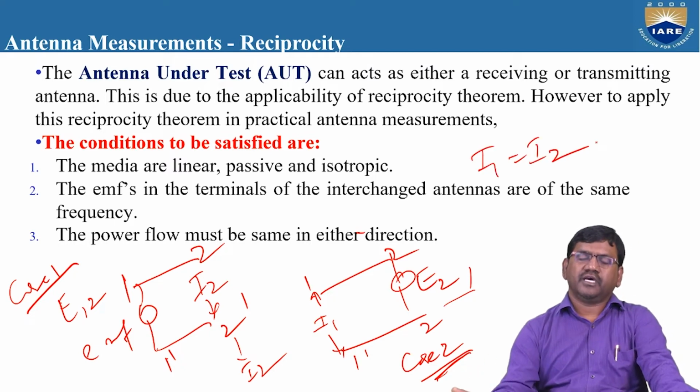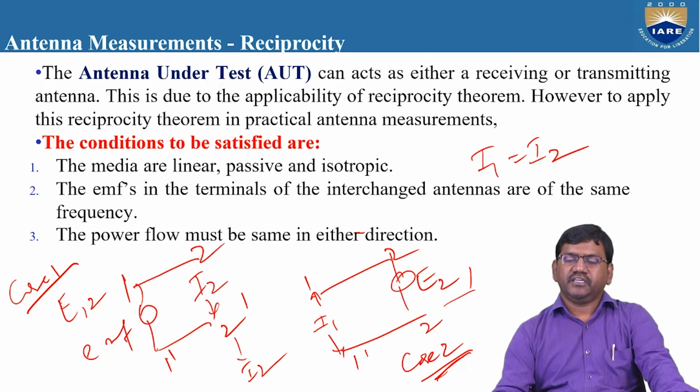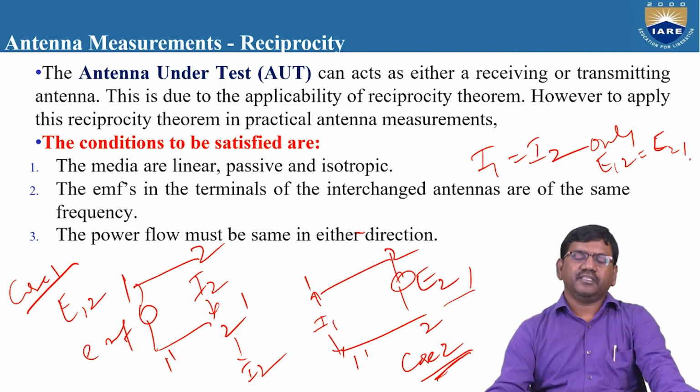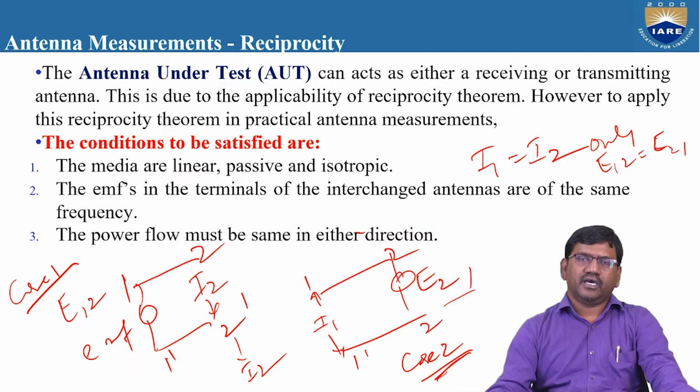I1 will be equal to I2 only when E12 is equal to E21. That means if we apply the same amount of EMF at the terminals of 1 1 dash in case 1 or at the terminals of 2 2 dash in case 2, the currents produced, I1 and I2, will be equivalent in both the cases. So this is known as the reciprocity theorem.